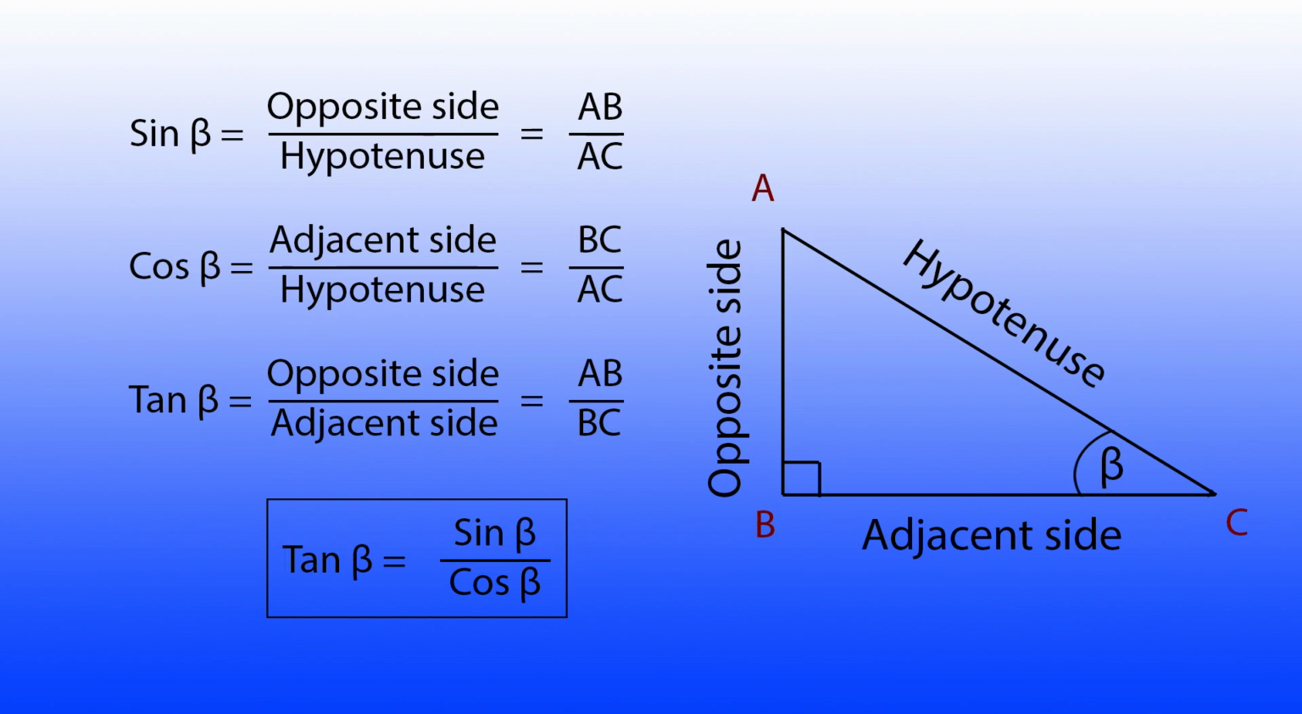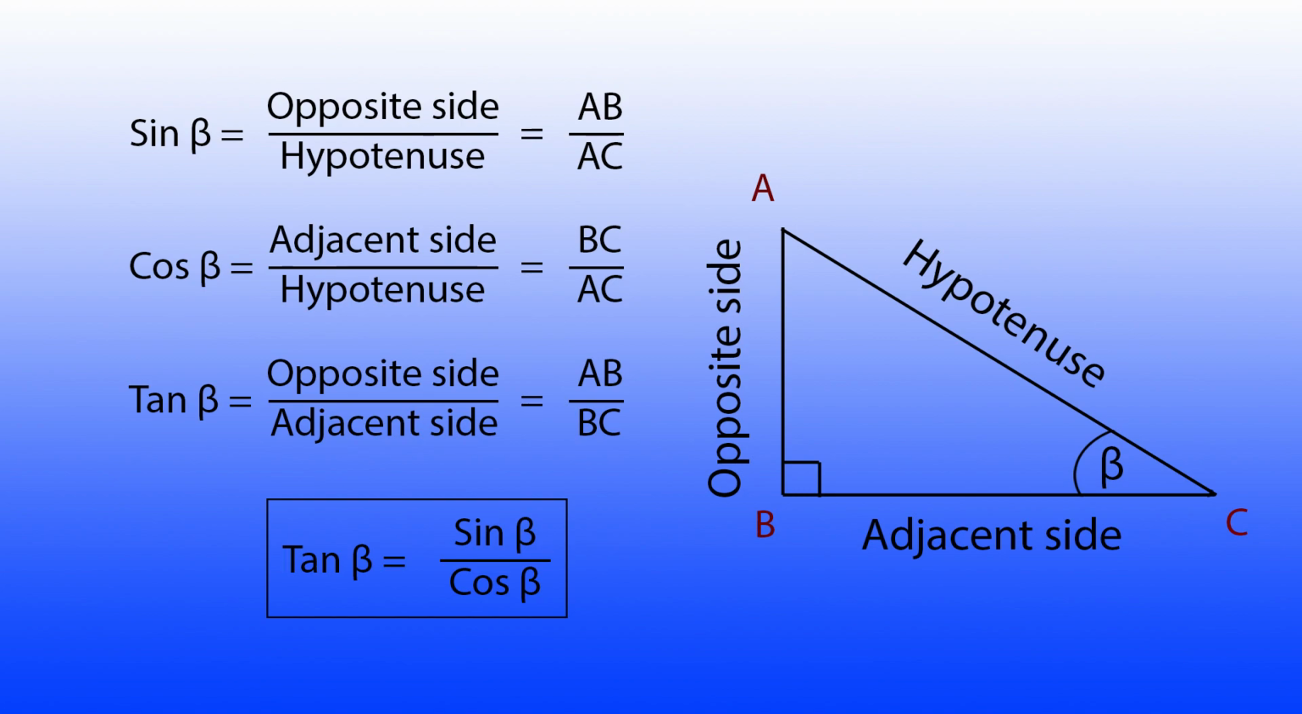So I selected angle BC as beta. Then sin beta is opposite side over hypotenuse. And cos beta means adjacent side over hypotenuse. And finally tan beta means opposite side over adjacent side.